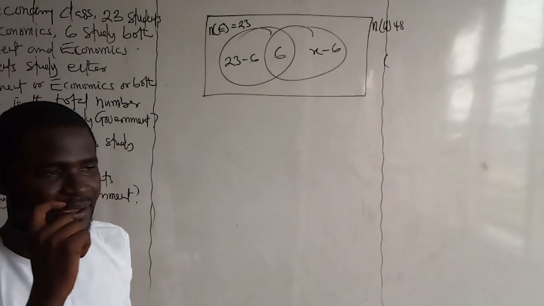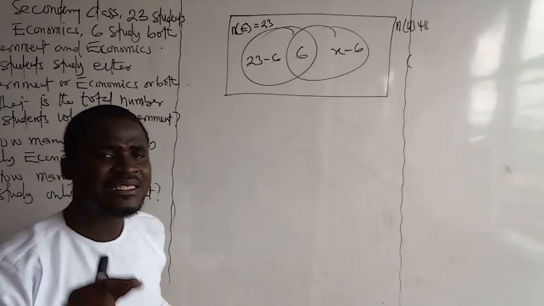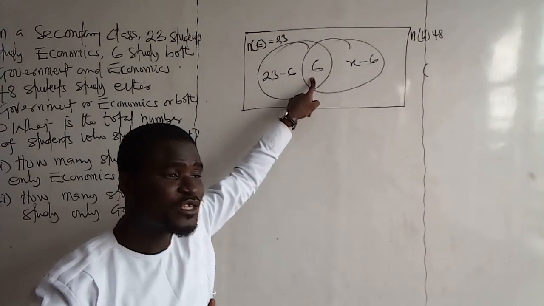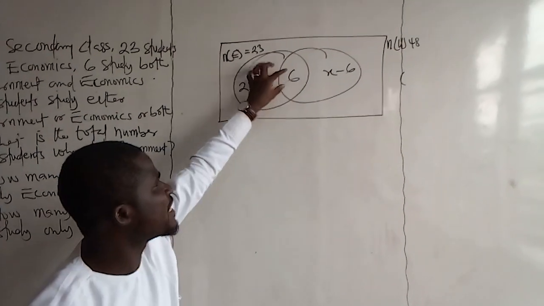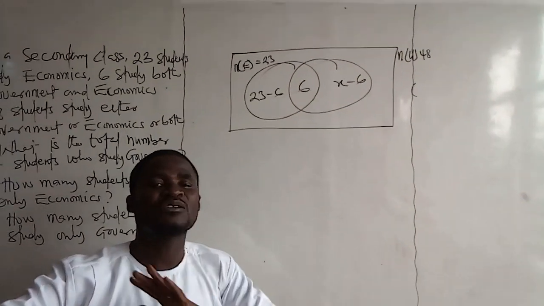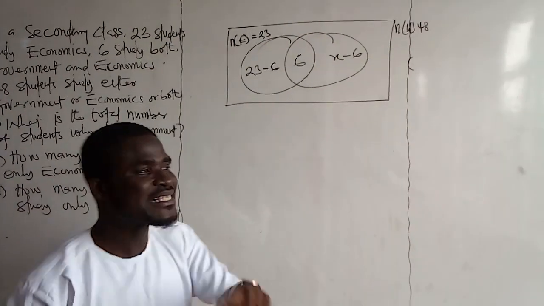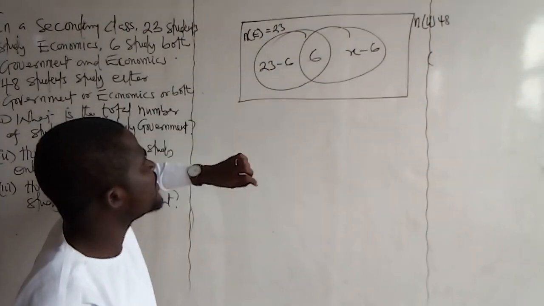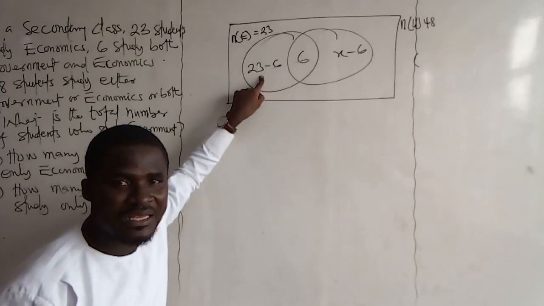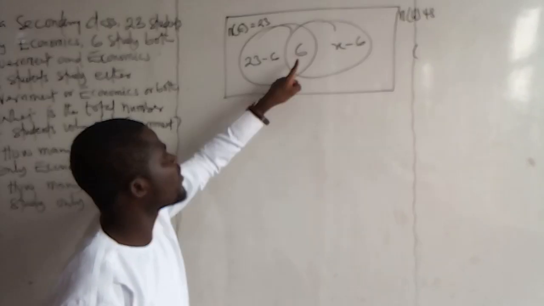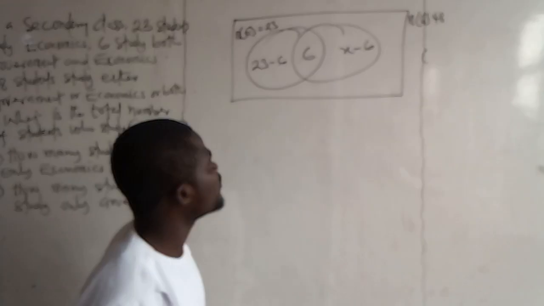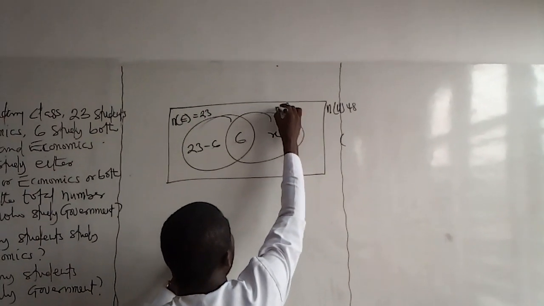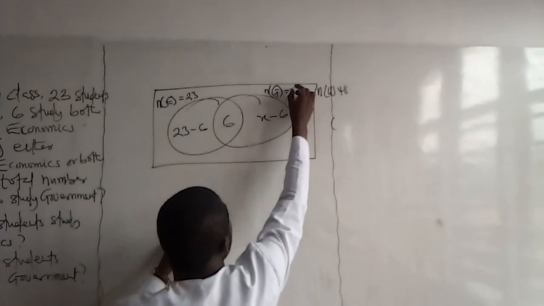Now, also take note here. It is not always that X will be in the middle. Take note. It is not always that X will be in the middle. X can be anywhere. X can represent economics. X can represent economics only. X can represent both subjects. X can represent government. So number of government is equal to what? X.